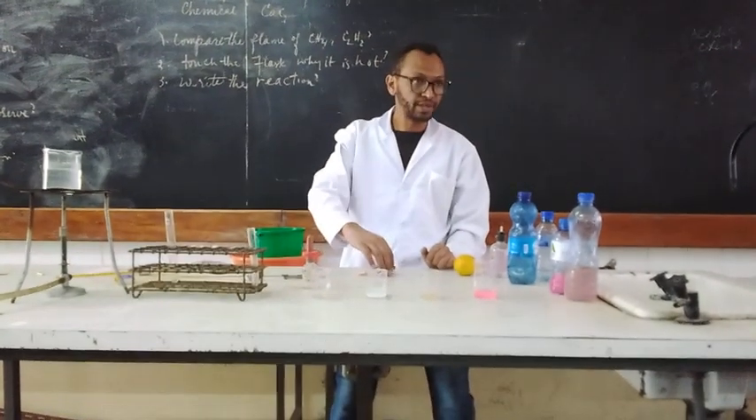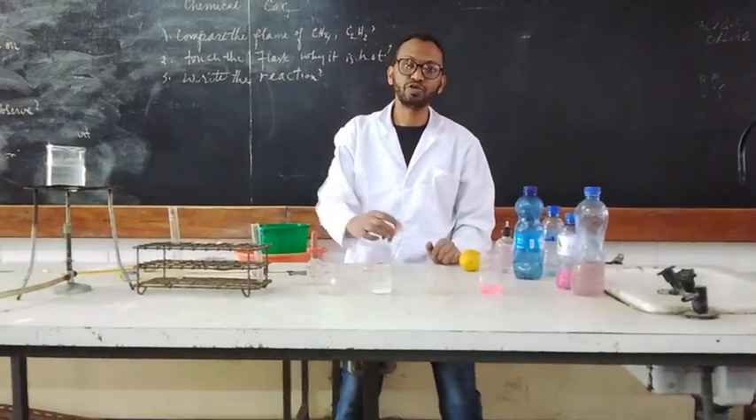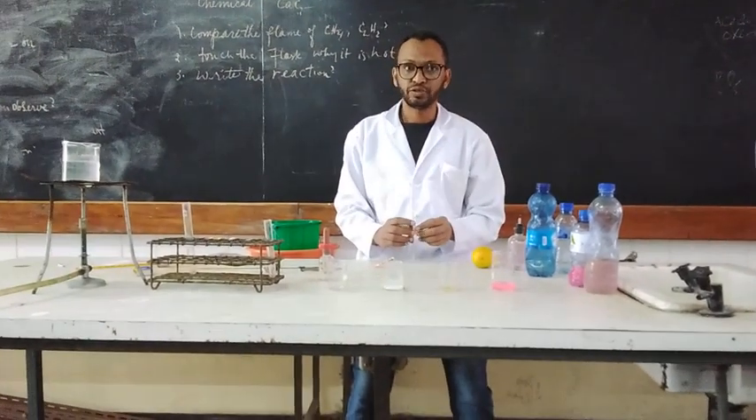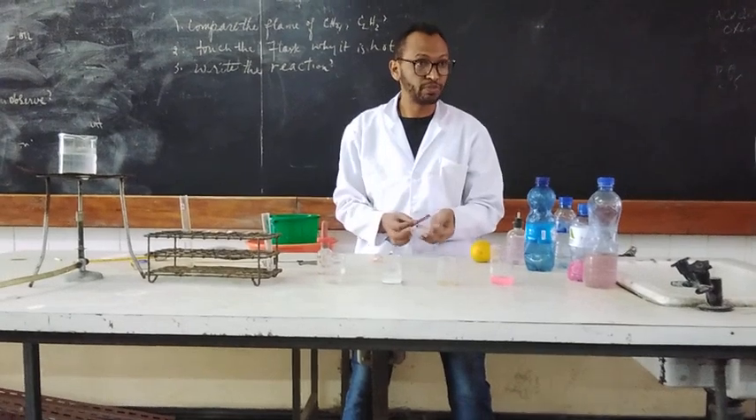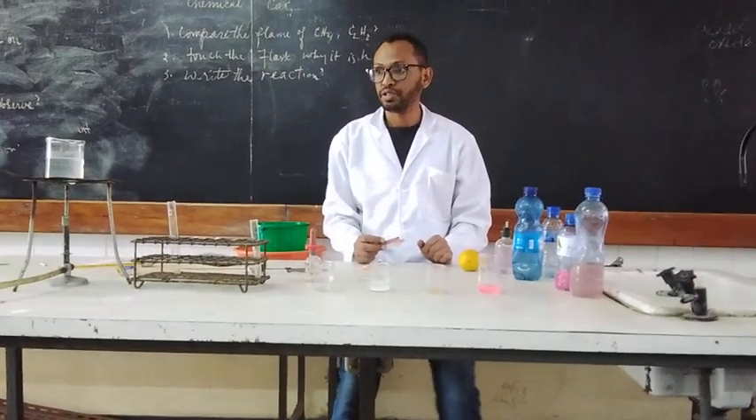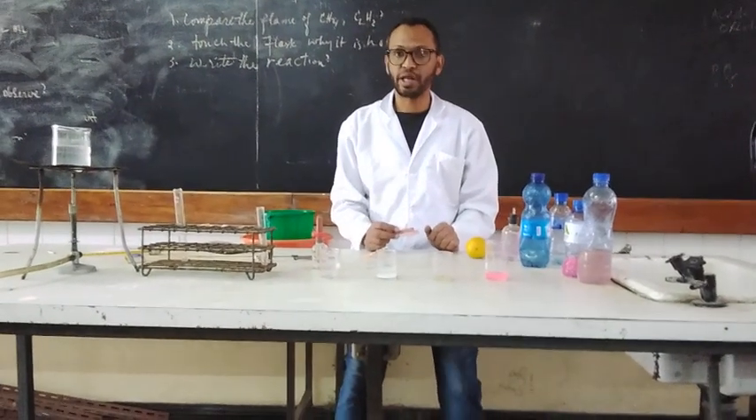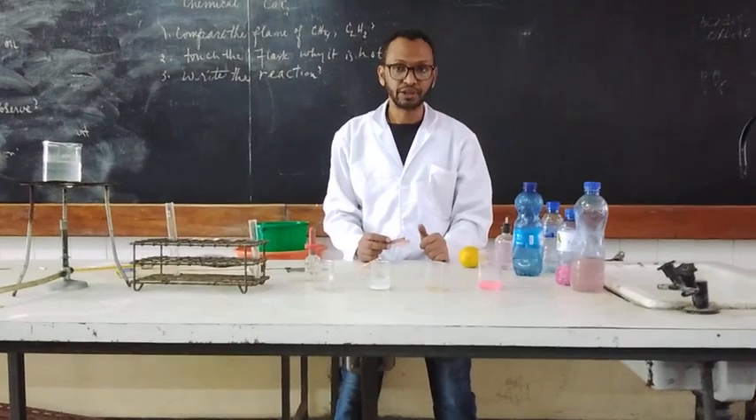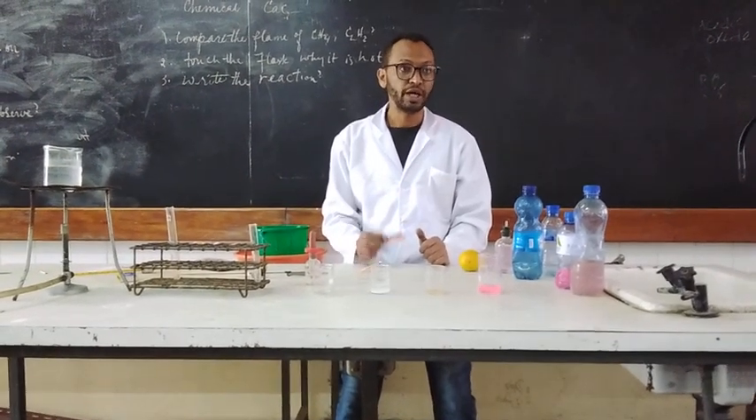So there are indicators that we use in order to identify whether a solution is acid or base. For today we are going to use litmus paper. Of course, litmus paper is not the only indicator; there are also other indicators like methyl orange and phenolphthalein. But for today we are going to use only litmus paper.